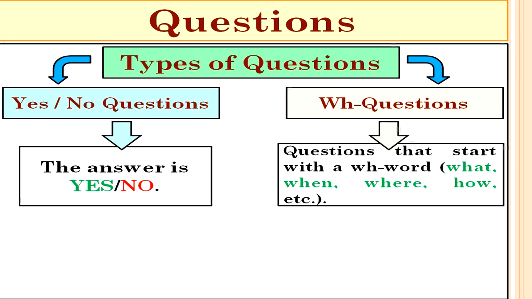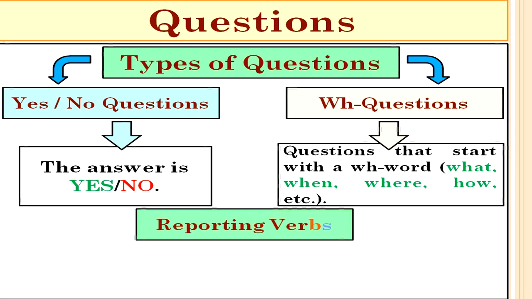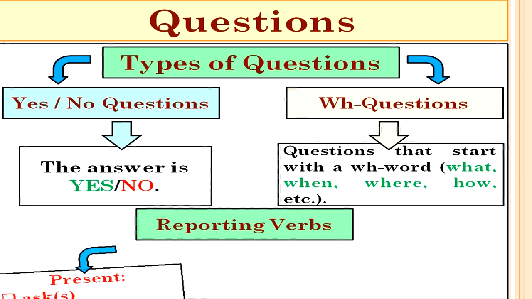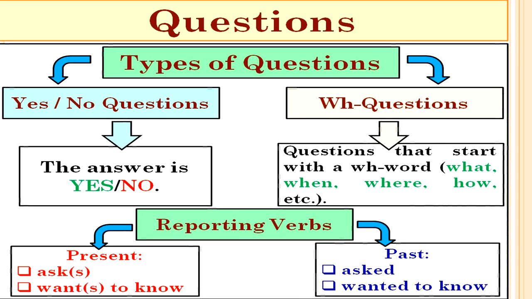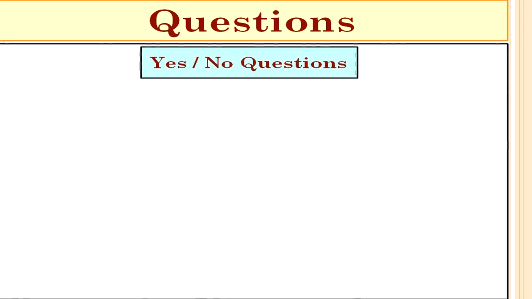There are 2 common reporting verbs that are used to report questions, either yes-no questions or WH questions. They are ask and want to know, and they can be either in the present or the past. Okay? Now let's deal with the first type of questions, which is yes-no questions.